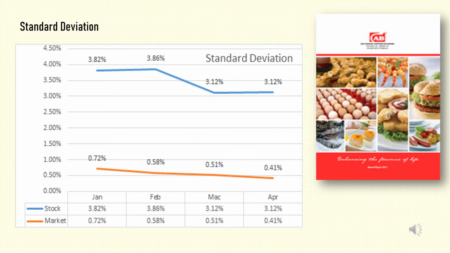The chart line shows the standard deviation for CAB Cakaran Corporation Berhad for 4 months. The stock showed a small increase from January 3.82% to February 3.86%, and then there was a high decrease to 3.12% in March, but in April the stock was maintained at 3.12%. Meanwhile, for the market, there has been a significant decrease from January until April. In specific cases, when the outcomes are limited, such as product production and product quality, a modest standard deviation might be a goal.